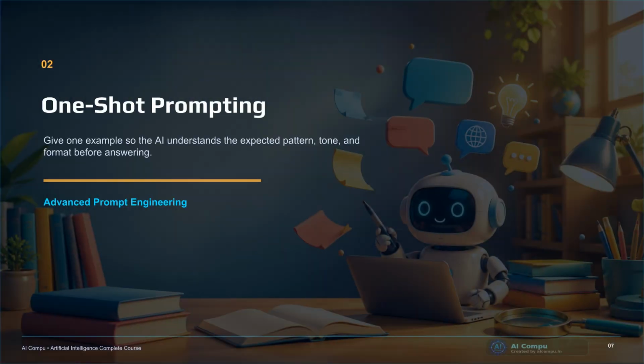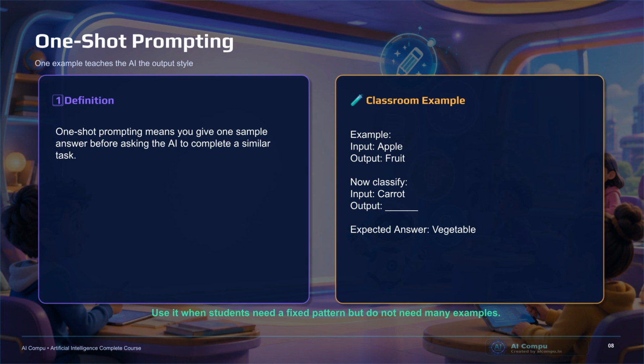By providing just a single example, you help the AI understand the specific pattern, tone, or format you want it to follow. One-shot prompting is effective for establishing a fixed output style. For instance, by providing one classification example, the AI can easily apply that same logic to new inputs.